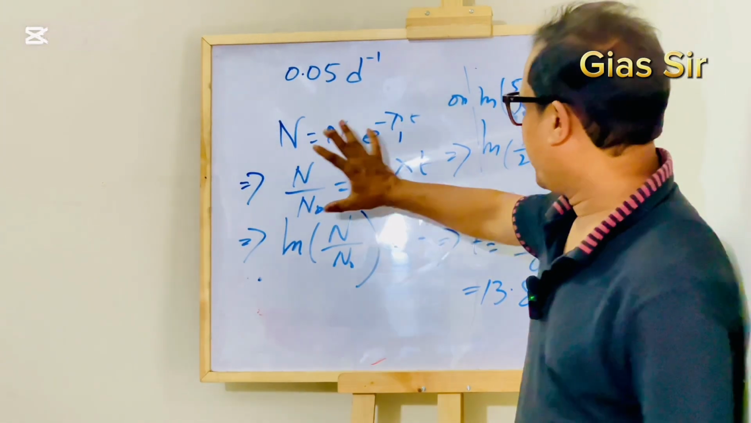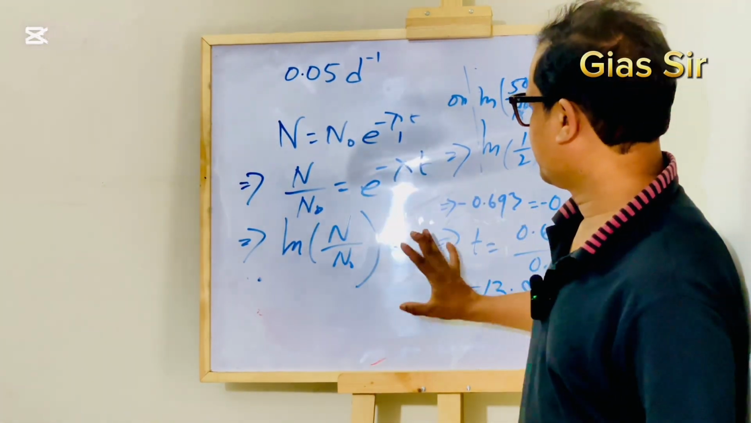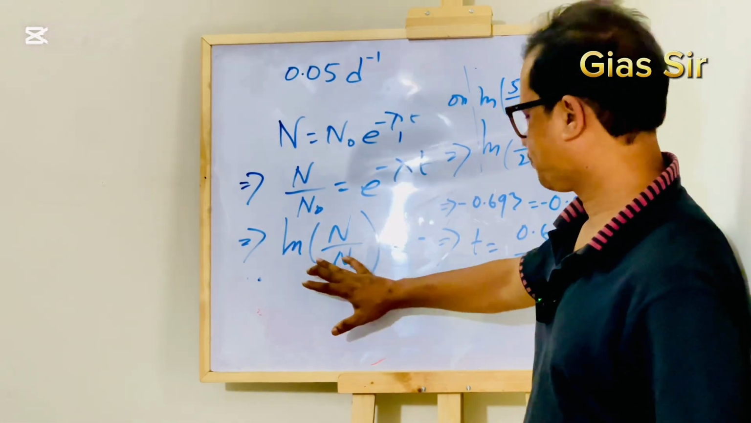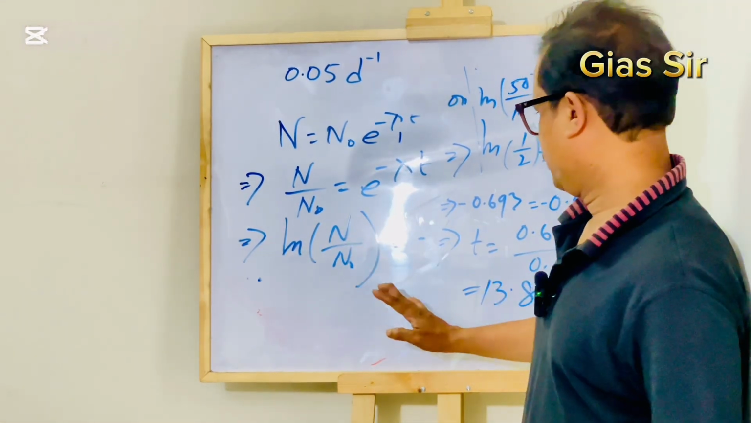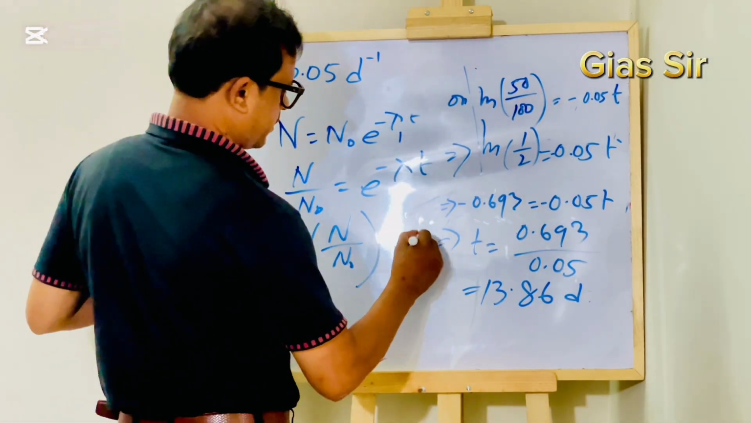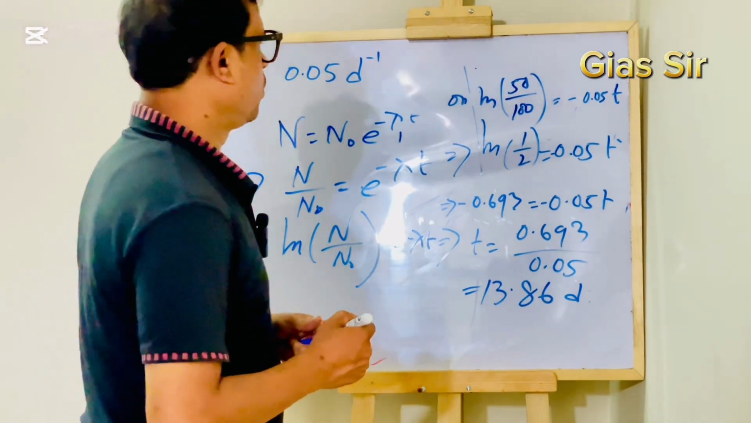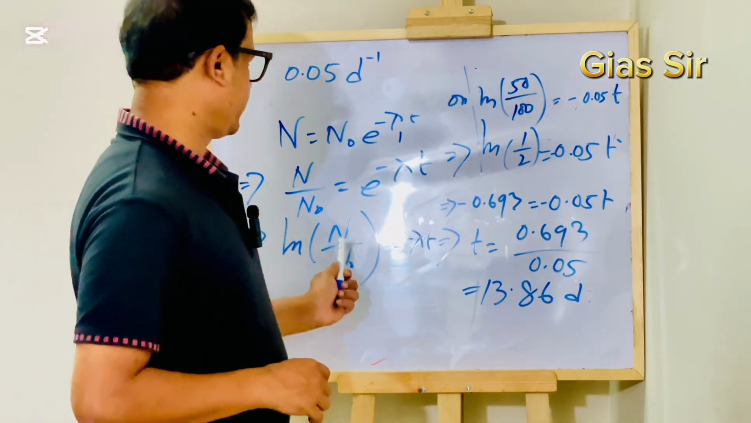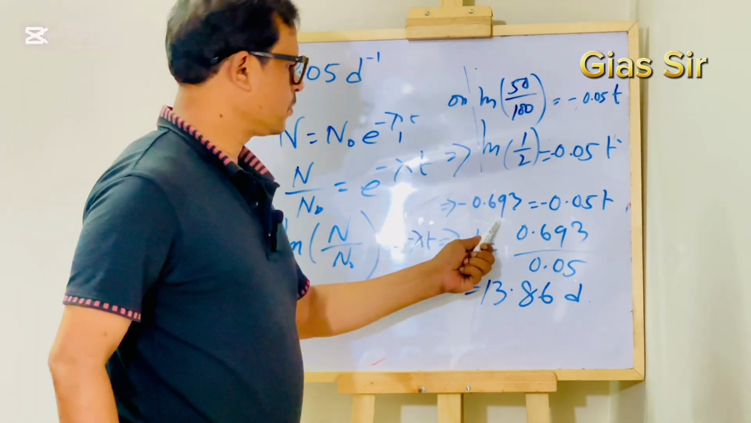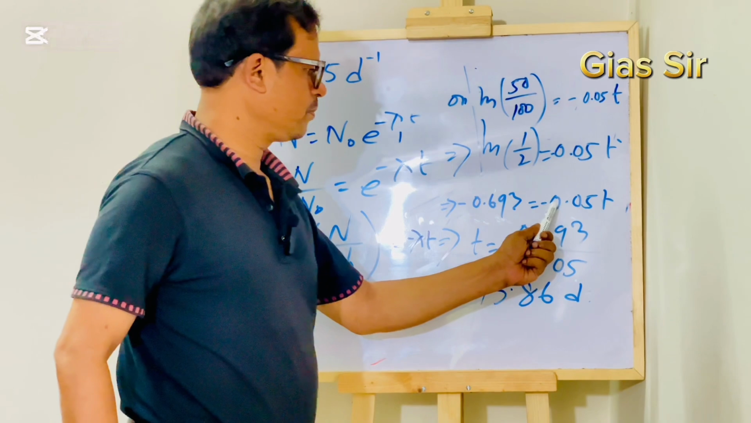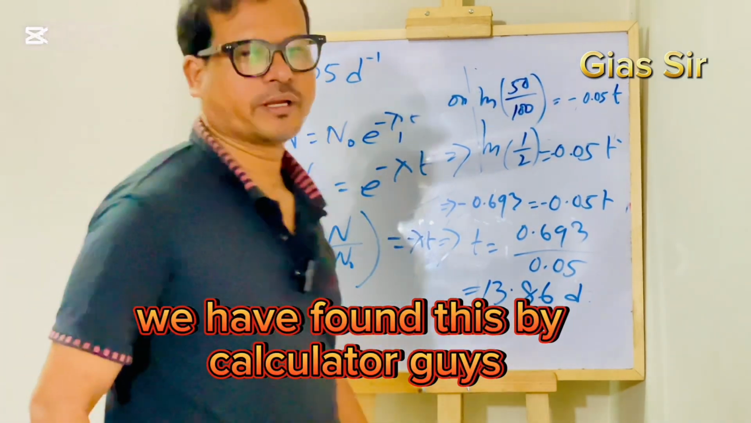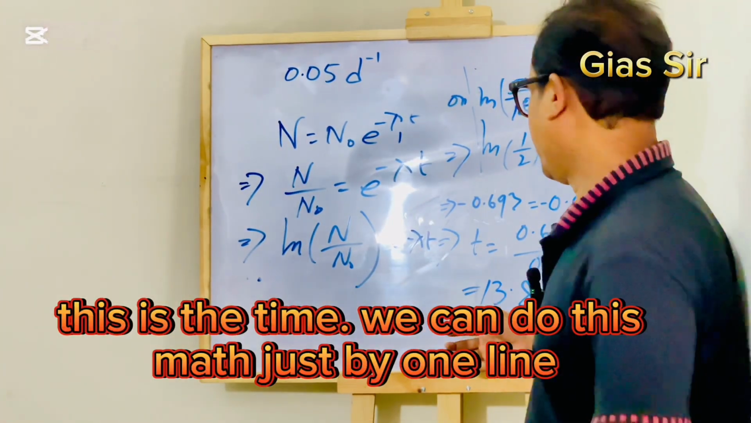Okay, and ln N over N naught equals minus lambda t, since N over N naught equals e to the minus lambda t. We have put the values N equal to 50 and N naught equal to 100, then ln half is minus 0.693, equals minus 0.05 t. We have found this by calculator. Guys, this is the time.